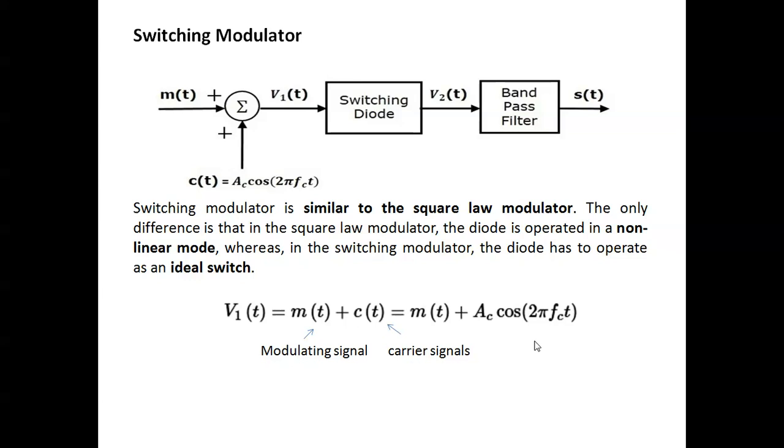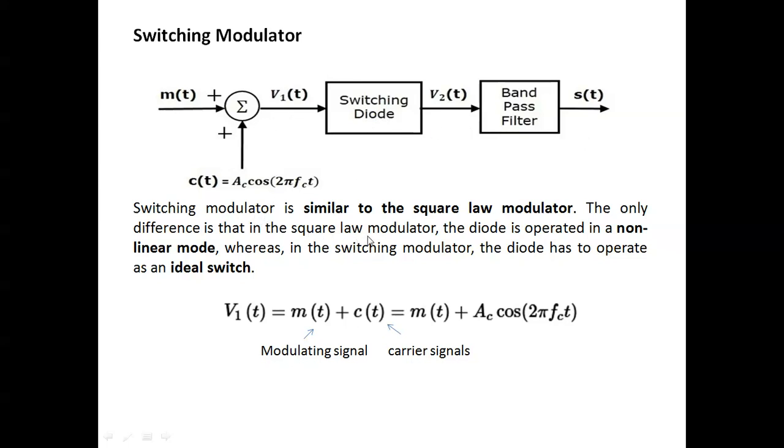And next one is the switching modulator. Okay, so for the switching modulator, there are two inputs we have to give: M of t and C of t, the AC square. Similarly, here also we have to give two inputs. Then here we have the switching device and band pass filter, then V1 of t, V2 of t, S of t.